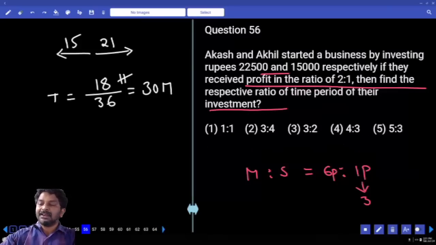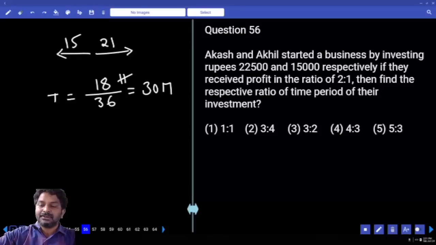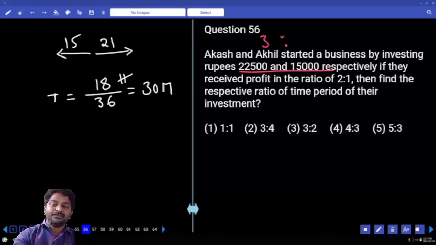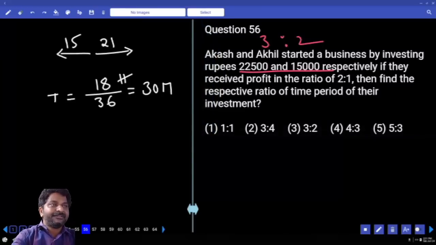Akash and Akhil started a business by investing rupees 22,500 and 15,000 respectively. Can you tell me in what respective ratio they are investing? 3:2. What is the difference between those two numbers? 7,500. Cancellation is with 7,500. 3 times and the other one is 2 times.